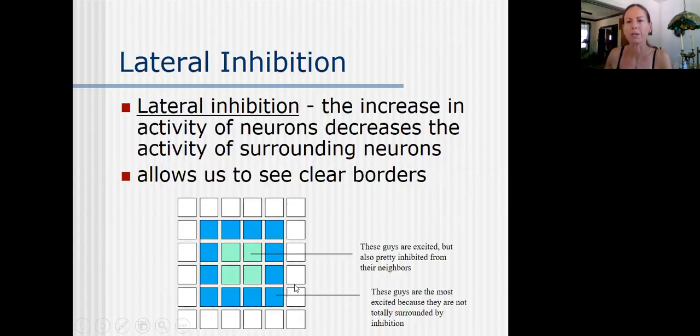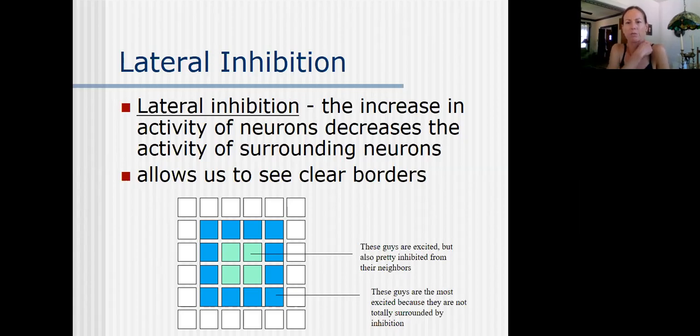Okay, I want to talk about a relatively complex concept called lateral inhibition here. You know the terms lateral and inhibition. Lateral means to the side, and it will inhibit. Well, what happens is when a neuron in the visual field becomes active, that will decrease the activity of the surrounding neurons. And this is the way in which we see borders, right? We can see clear borders.